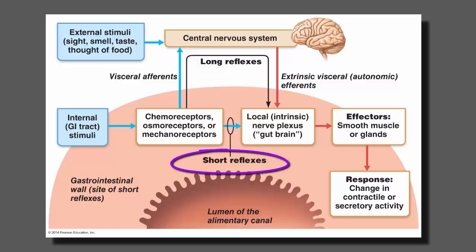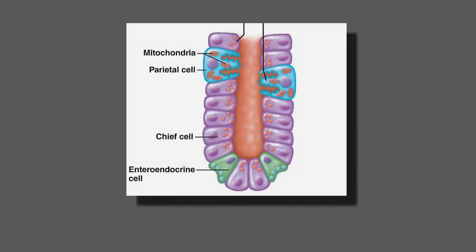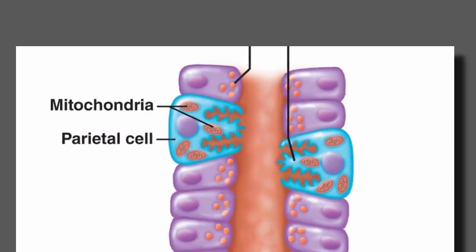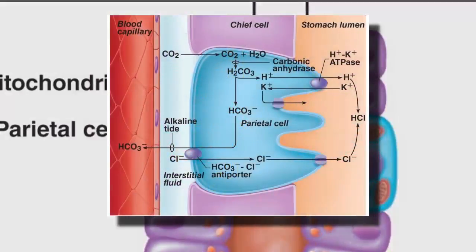These reflexes are under both neural and hormonal control. In the stomach, the presence of partially digested proteins, caffeine, and a rising pH stimulates the release of gastrin from the enteroendocrine cells of the gastric glands. Gastrin, in turn, will stimulate the release of pepsinogen from the chief cells and hydrochloric acid from the parietal cells. We'll be taking a look at the feedback mechanisms at work with this process, but first I want to take a closer look at the parietal cell.